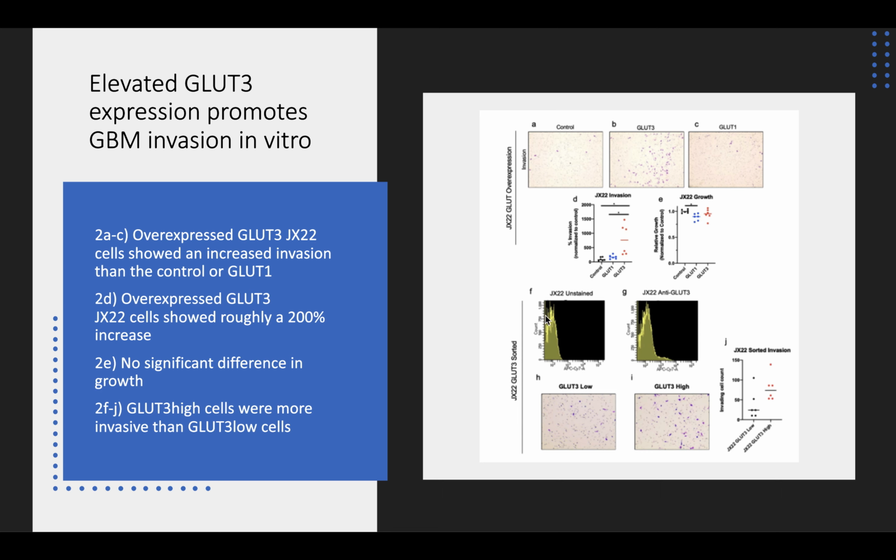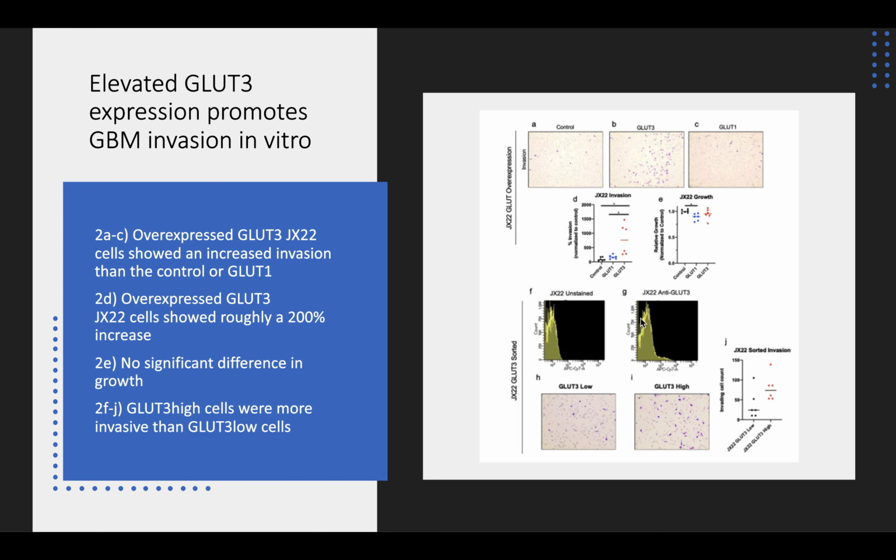So on to 2F. The synopsis of 2F and 2J have been combined, as it all relates to JX22 GLUT3 sorted. In 2F, this is as it relates to JX22 unstained. The y-axis represents the count, and the x-axis represents the APC-CY7-A.